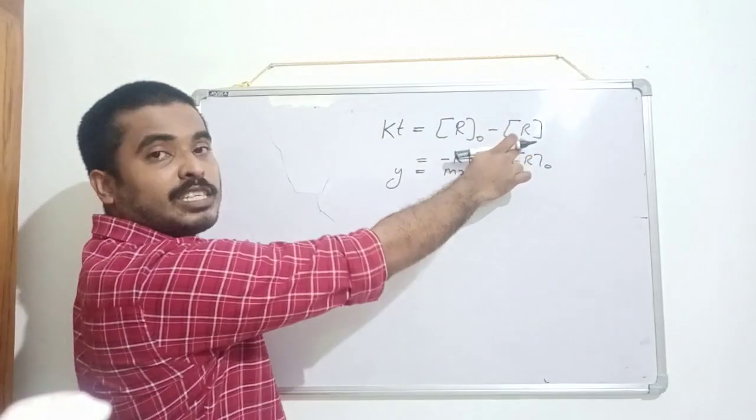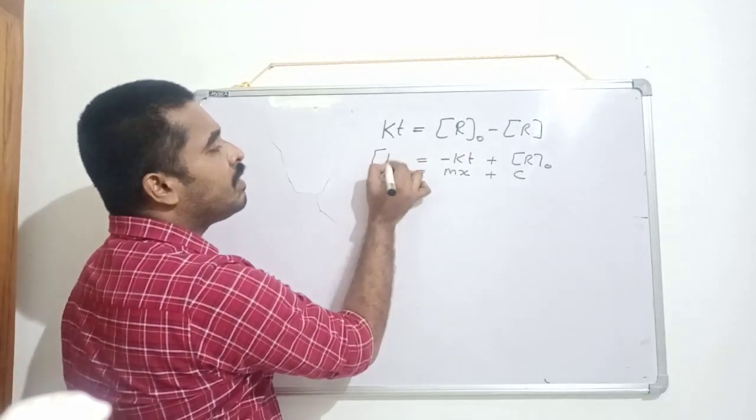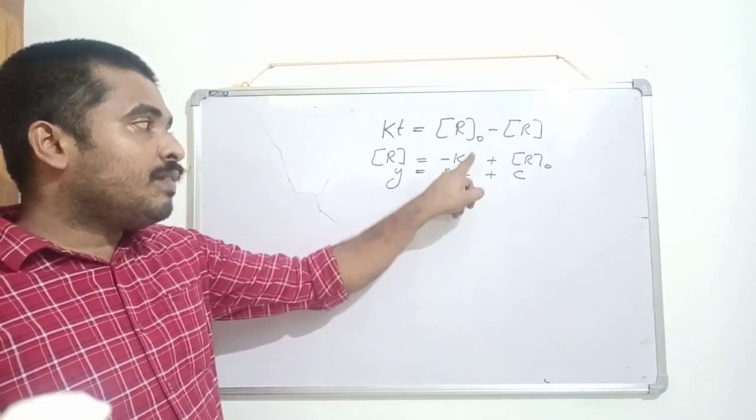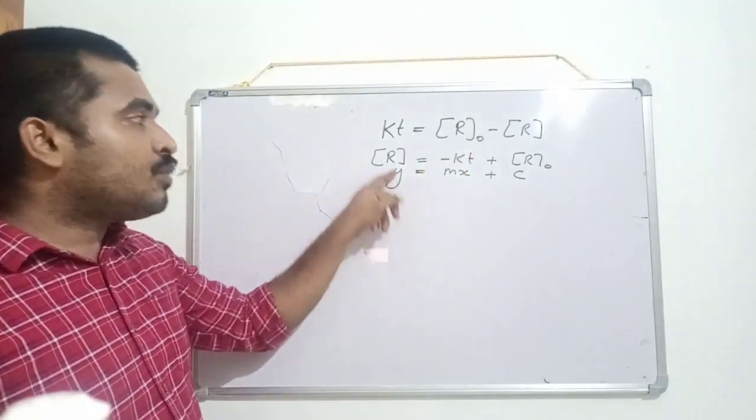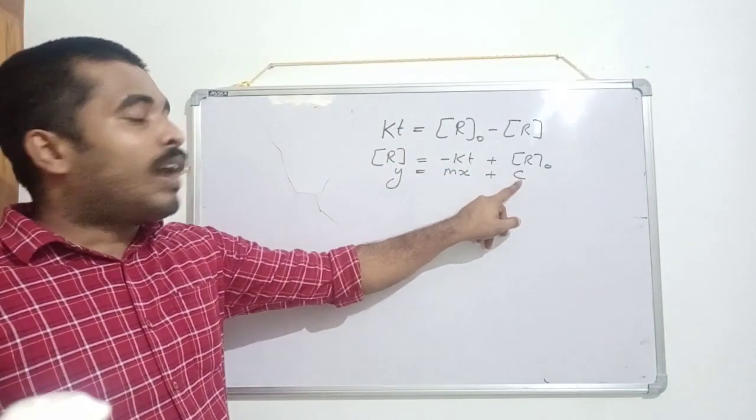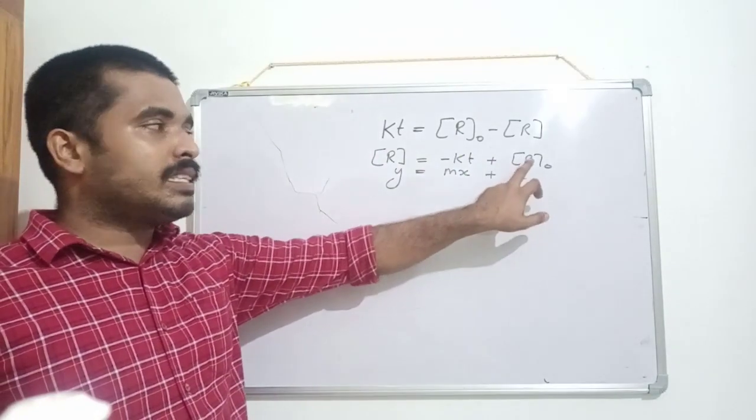Y-axis means concentration of reactant. When I take this to the left hand side, minus R will become plus R. So dear students, on the x-axis we will take time, on the y-axis we will take concentration of the reactant, and this y-intercept is nothing but R0. C is the y-intercept, that is nothing but R0.